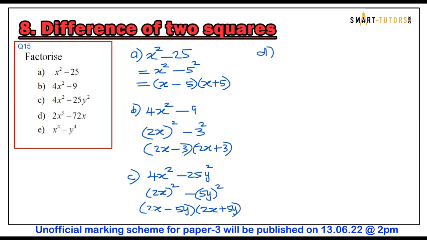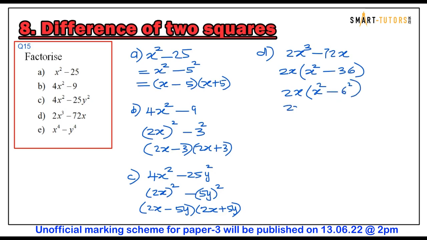And the D part, 2x cubed minus 72x. In this one, it doesn't look like a difference of two squares until you take the 2x factor out. So when you take the 2x out, this is going to be x squared minus 36. Now 2x, keep it outside. Then this can be written as x squared minus 6 squared, and this can be written as 2x, x minus 6, x plus 6, right? And now this is the answer for the D part.